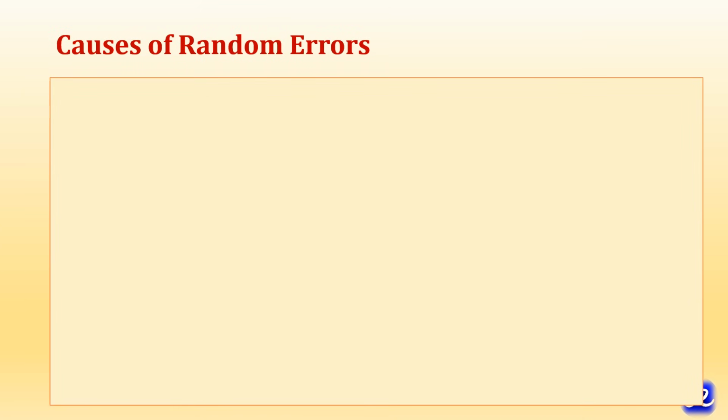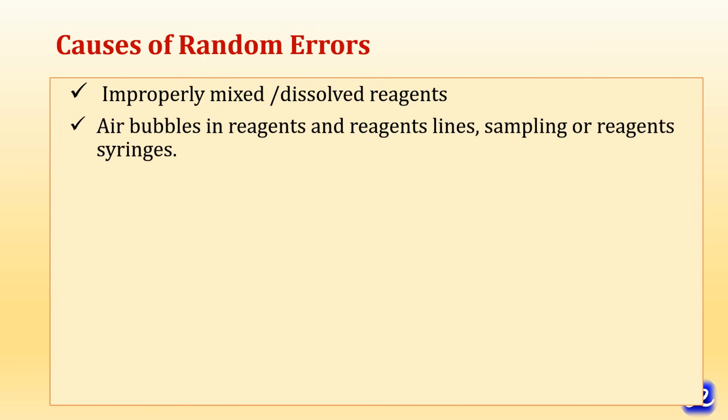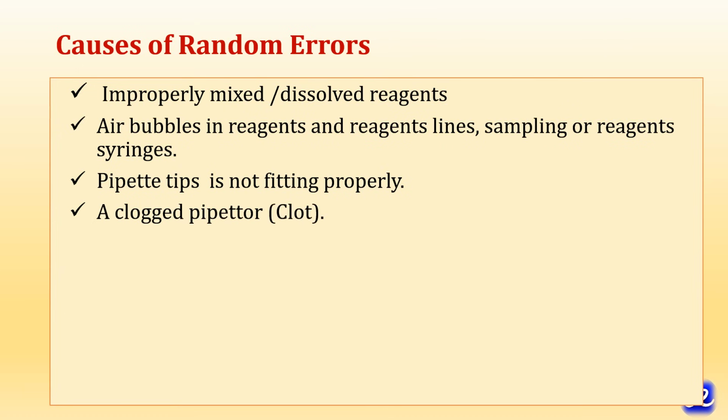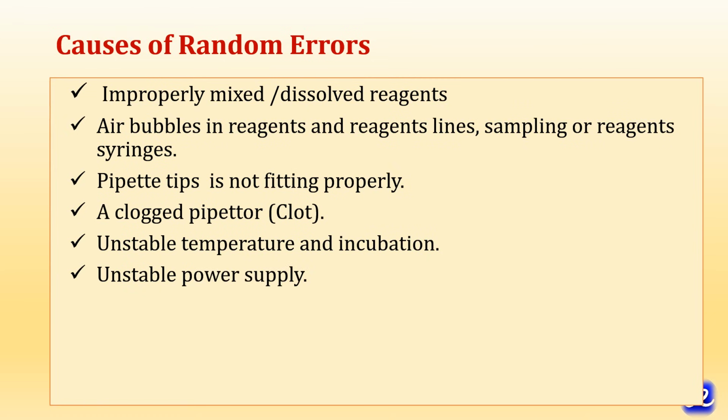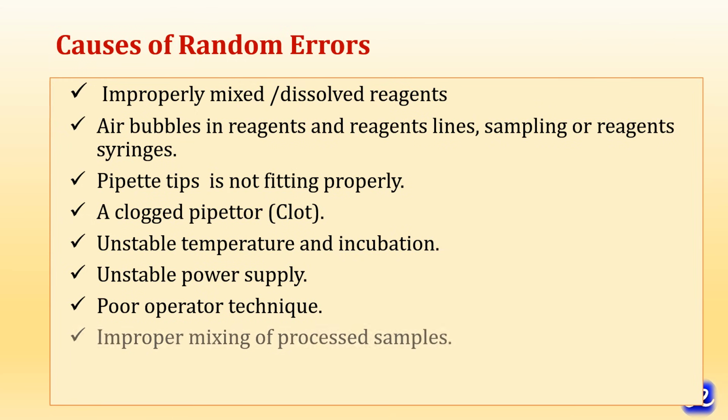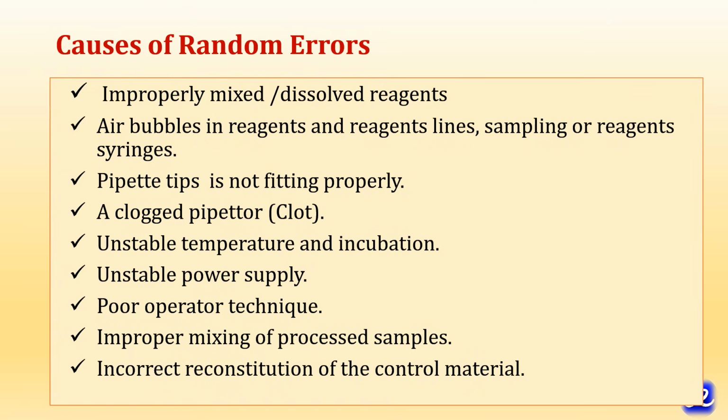Coming to the causes of random errors: improperly mixed or dissolved reagents, air bubbles in reagents and reagent lines, sampling or reagent syringes, pipette tips not fitted properly, a clot in the pipettor, unstable temperature in incubation, unstable power supply, poor operator technique, improper mixing of the processed sample, and incorrect reconstitution of control material. All this results in random errors.